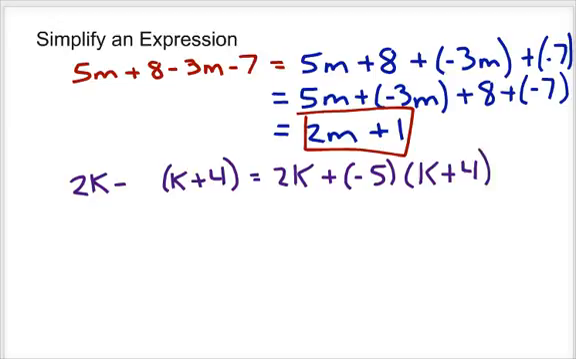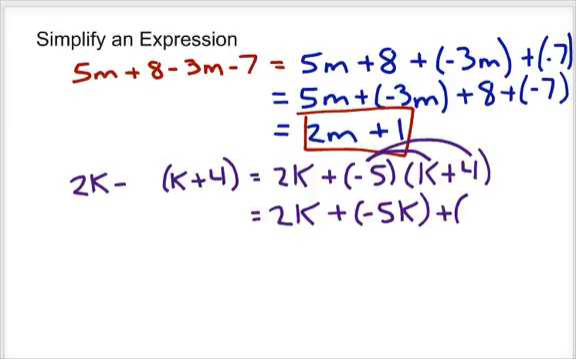Now I've got this negative 5 and this k plus 4 next to each other. There's a property I need to use to figure that out. Well, I need to distribute that negative 5 across, right? So that's the distributive property. Negative 5 times k, we'll go ahead and just do the distributive property here. Negative 5 times k is negative 5k. And then negative 5 times 4 is negative 20.